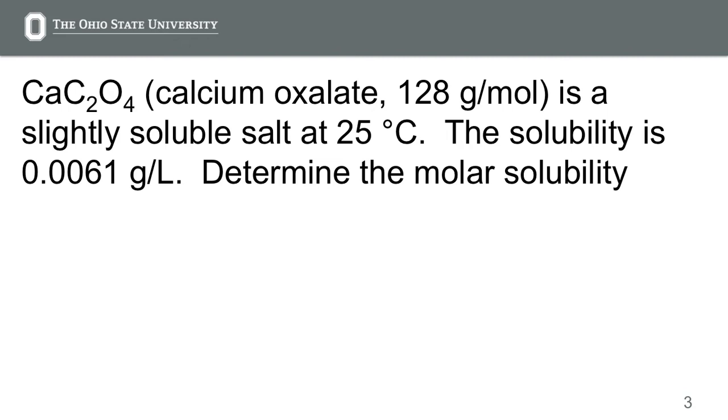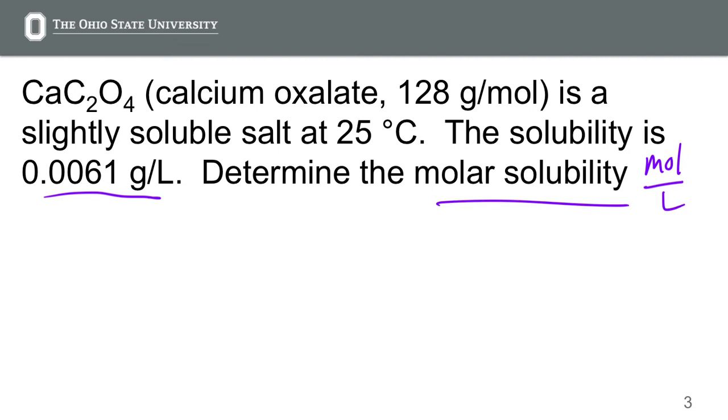So we can also think back to chapter 13, I believe it was, where we were looking at solubility and doing calculations with that. If we know the solubility of a solution, in grams per liter, we can calculate what we refer to as a molar solubility, which is just a unit of moles per liter in terms of solubility. So for this problem, we're just refreshing our minds on what we've done in the past. Calcium oxalate here is a slightly soluble salt at 25 degrees Celsius. The solubility is 0.0061 grams per liter. That's very small. And so we can determine the molar solubility in moles per liter.